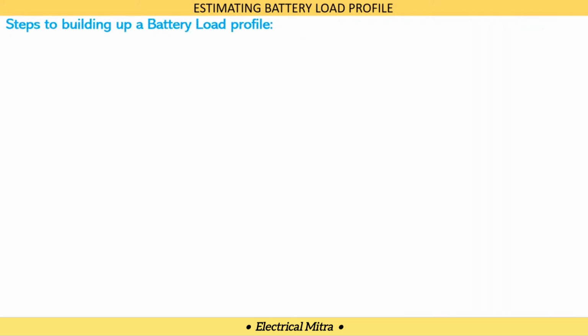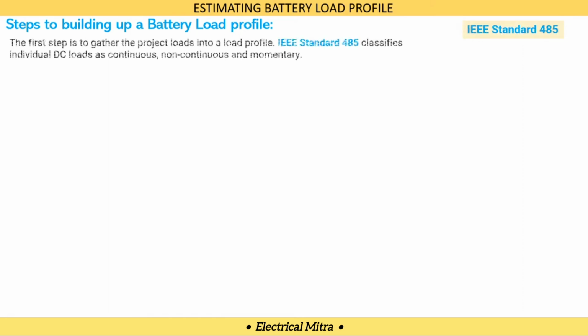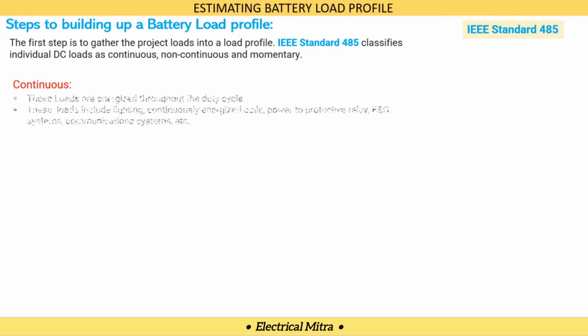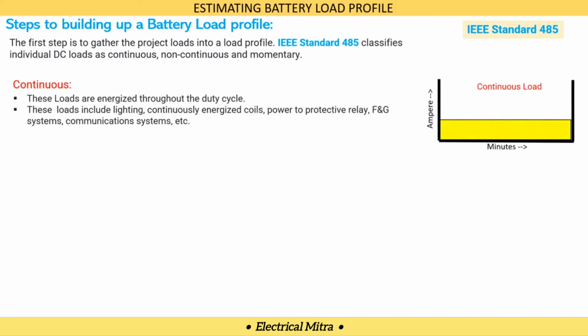Let us now understand the steps for building up a battery load profile. The first step is to gather the project loads into a load profile. IEEE 485 classifies individual DC loads as continuous, non-continuous, and momentary. Continuous loads are those which are energized throughout the duty cycle. These loads include lighting, continuously energized coils, power to protective relays, FNG systems, communication systems, etc.